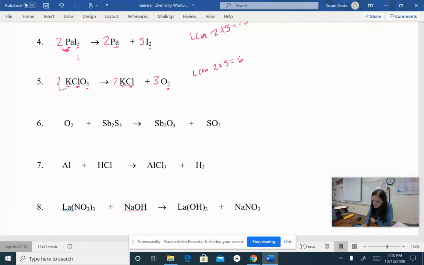So I need to multiply my potassiums by 2. And it also gives me 2 chlorines. I needed to do that too. Okay, we ready to go for that?